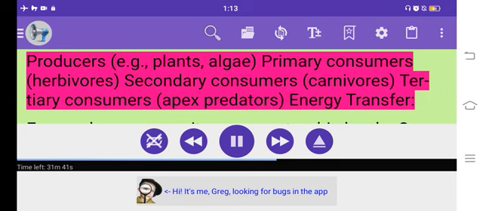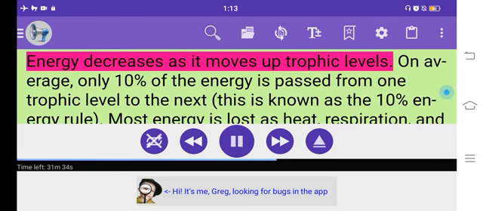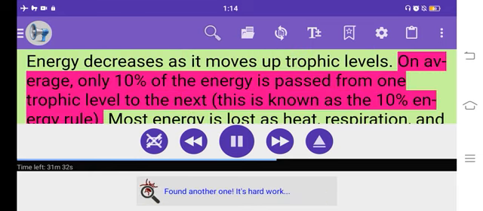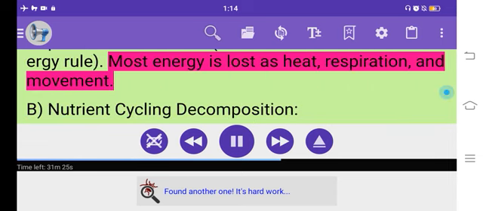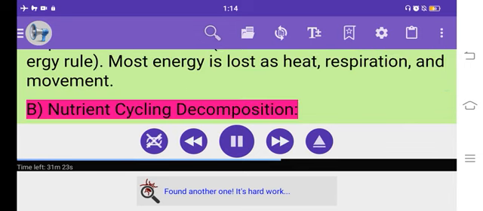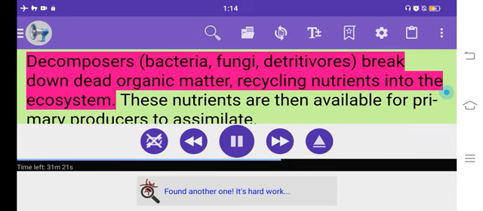Producers, e.g., plants, algae; primary consumers, herbivores; secondary consumers, carnivores; tertiary consumers, apex predators. Energy transfer. Energy decreases as it moves up trophic levels. On average, only 10% of the energy is passed from one trophic level to the next. This is known as the 10% energy rule. Most energy is lost as heat, respiration, and movement. B. Nutrient cycling, decomposition.